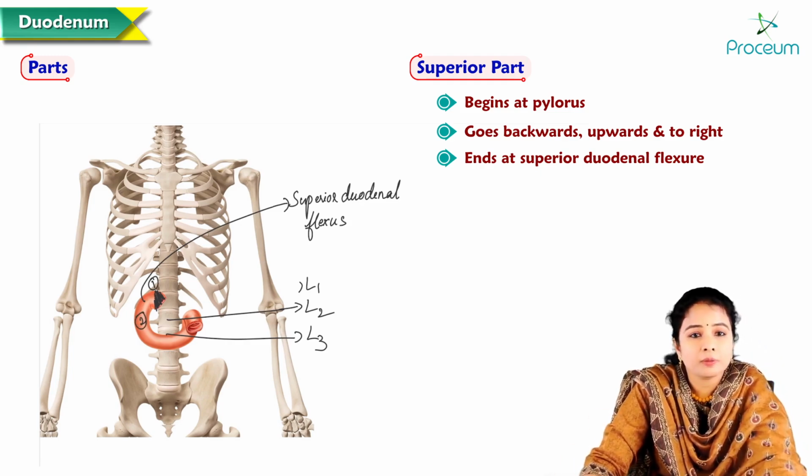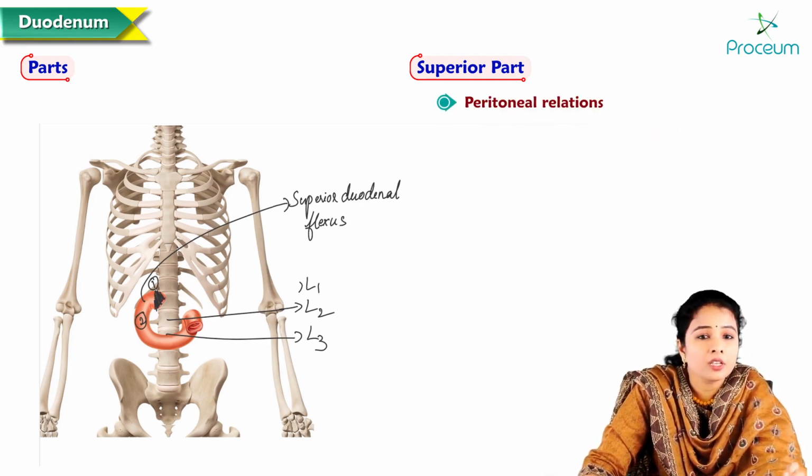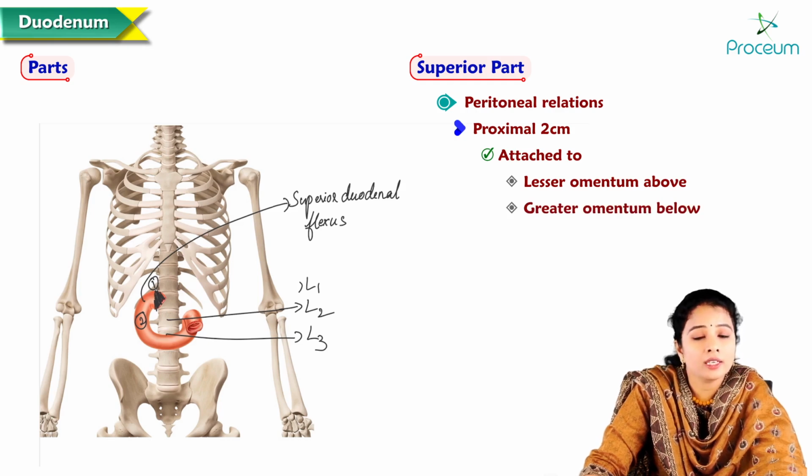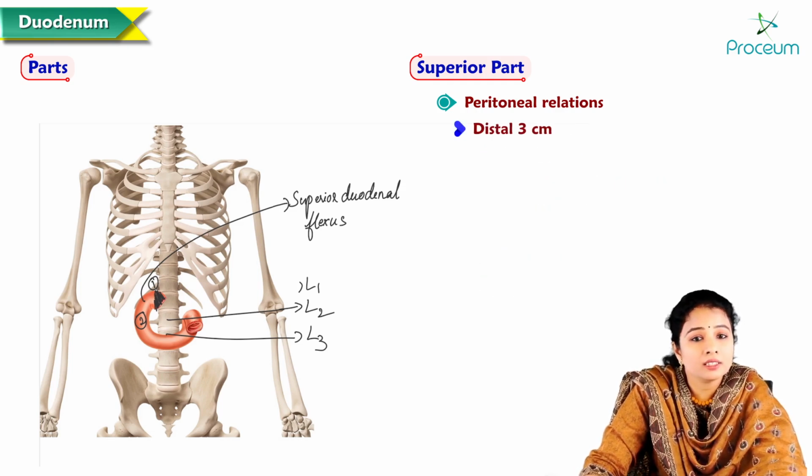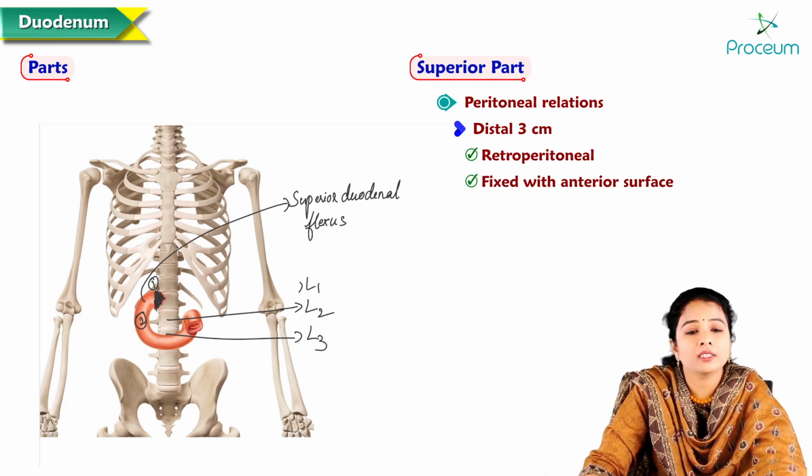I will just repeat the peritoneal relations. The proximal 2 centimeters of the superior part is attached to the lesser omentum above and the greater omentum below, and it is intraperitoneal, suspended by the mesentery and mobile. The distal 3 centimeters is retroperitoneal and fixed, with the anterior surface covered with peritoneum.